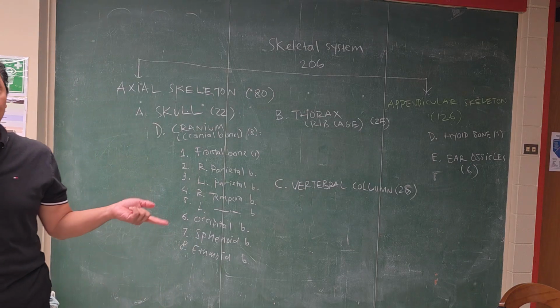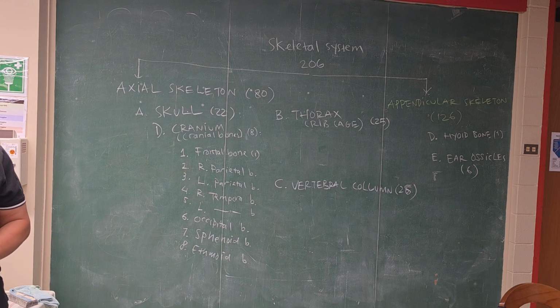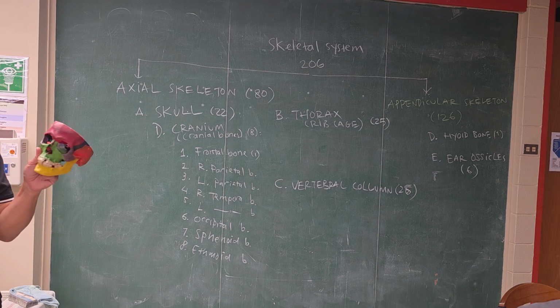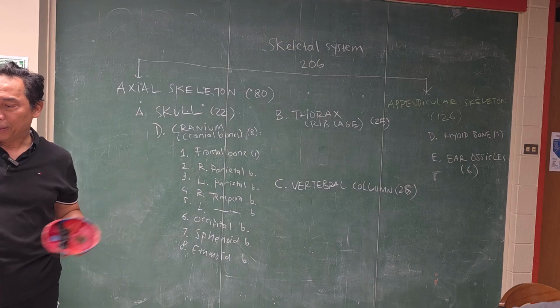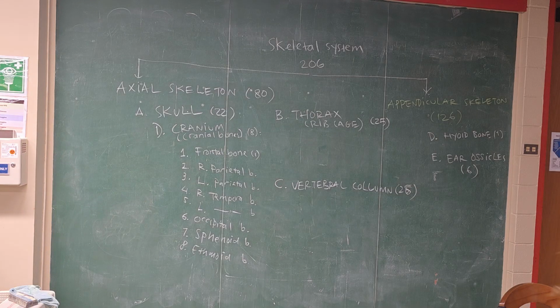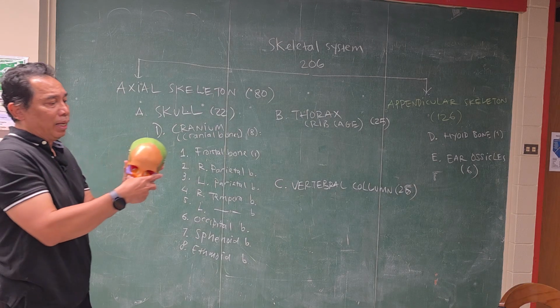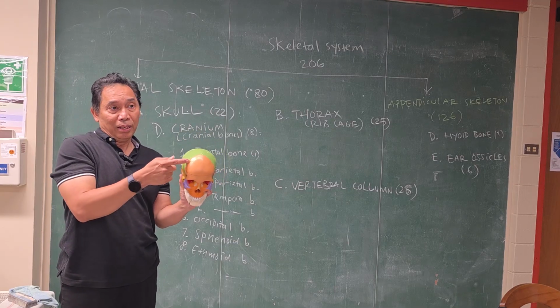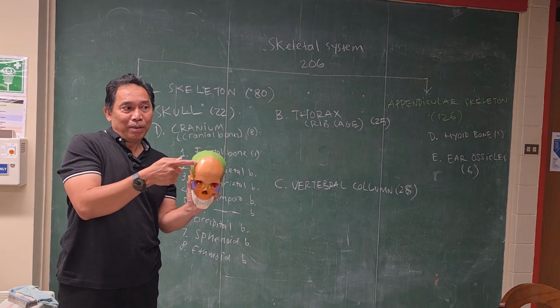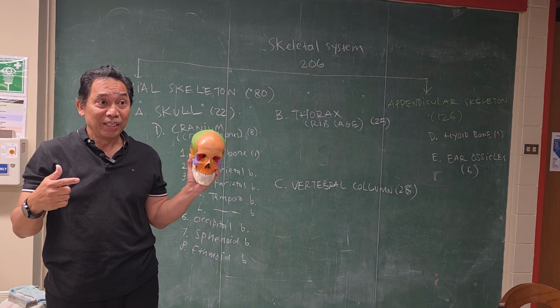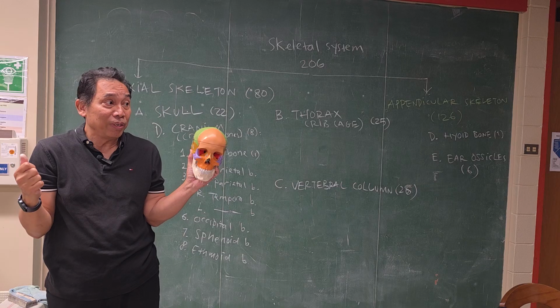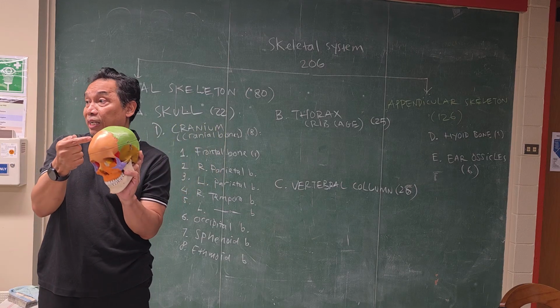Okay, that's it. Total 8 cranial bones. Again, make sure you learn, whether in this lab today or maybe at home, to name each bone in the cranium. Also, if you see in the cranium, each bone is connected by a joint. But this joint will not give movement to the cranial bone.